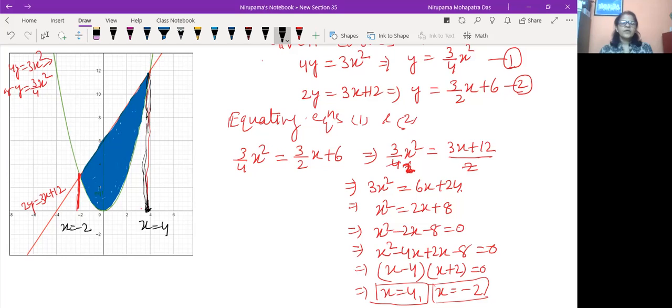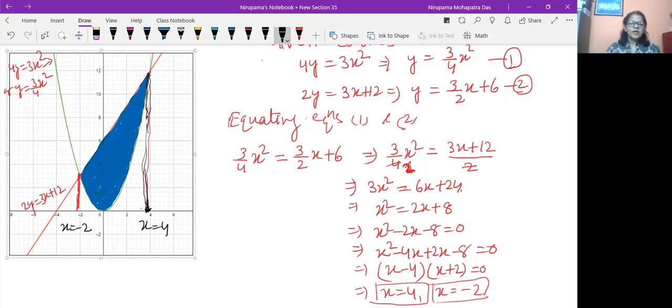Once you draw the rough sketch, as I was sharing the other day, even a rough sketch should be backed by common sense, right? So when we get x equal to minus 2 and x equal to 4, that should approximately match our rough sketch.